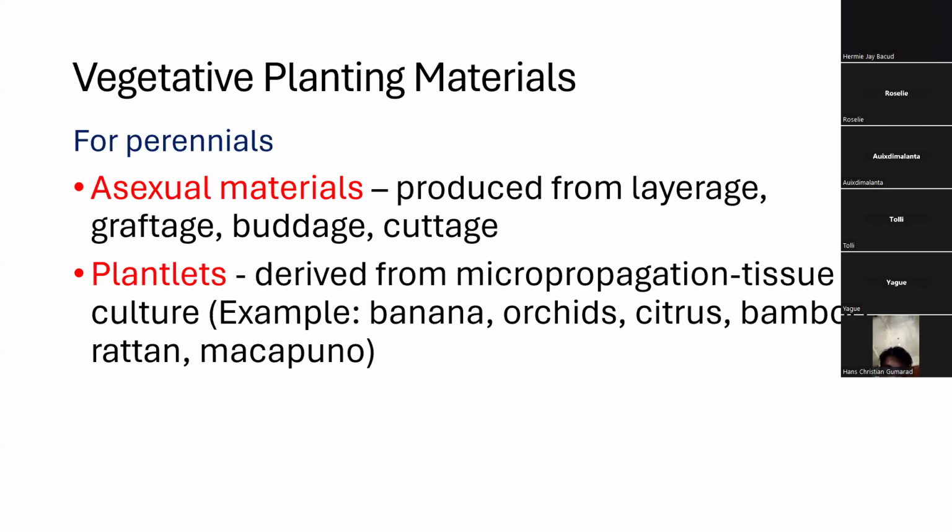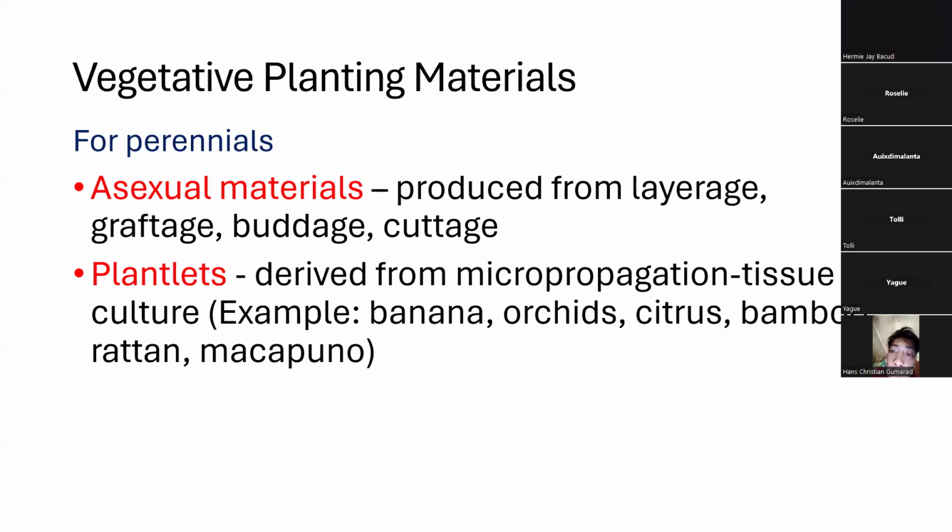So there are two forms of vegetative planting materials for perennials. We have the asexual materials, then we have the plantlets. Asexual materials, these are produced from layering, grafting, budding, and cuttings. Then we have the plantlets. Plantlets, these are derived from micropropagation or tissue culture or cell culture in vitro. Examples ng mga plantlets natin, we have the bananas, orchids, citrus, bamboo, rattan, makapuno.